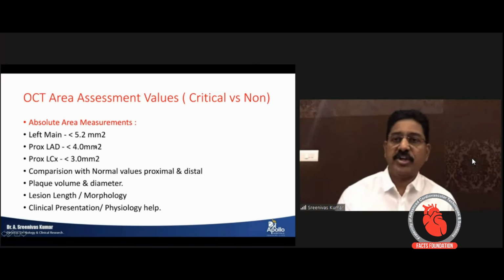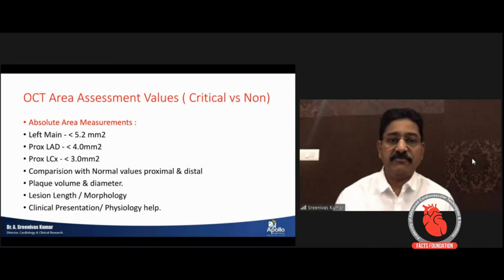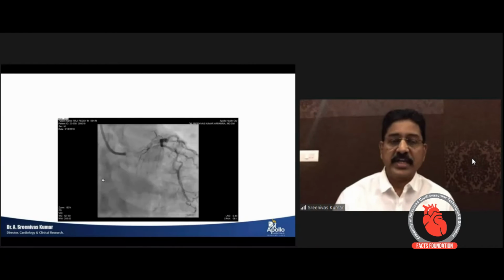And this is also important for us to know when to leave a lesion, like how I showed in the proximal vessel, the LAD was 5.5 there, so we left it. Below this, it becomes important, along with the physiological correlation with FFR values of these areas. And we always tend to compare with the proximal and distal vessels, also the plaque volumes, diameters and lesion length, to decide many things. And the clinical presentation of the patient is also important. We take the help of physiology also sometimes to confirm. The other things are routine.